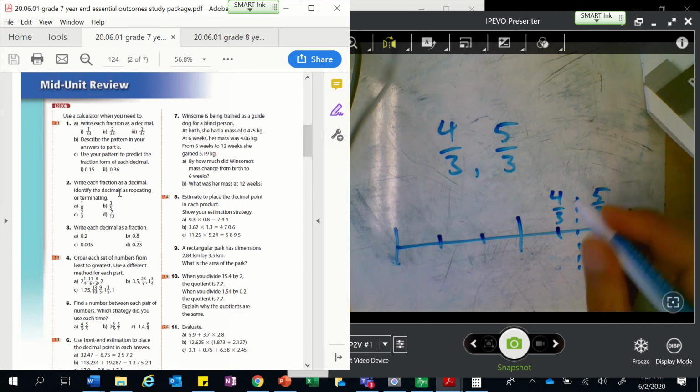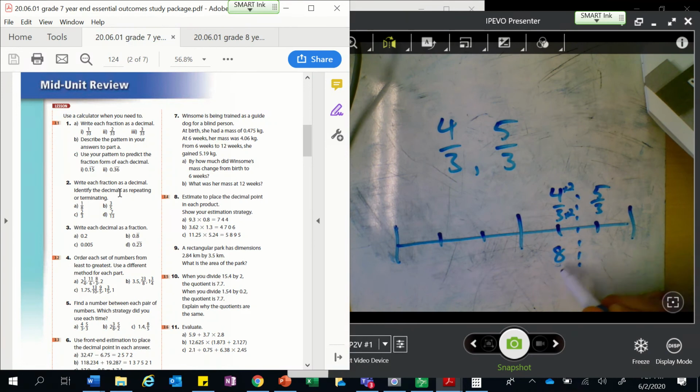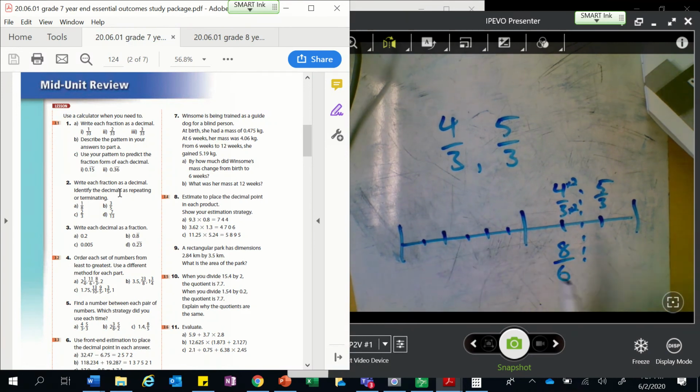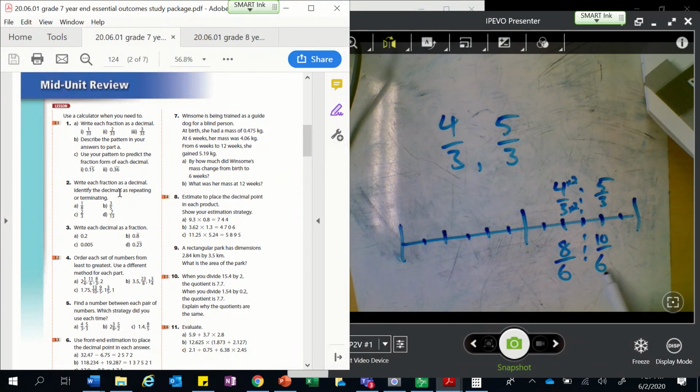Well, I could convert these. I could go times 2 on top and times 2 on the bottom, and that would get me 8 over 6 and 10 over 6. Sure enough, if I did sixths like this, that would be 1, 2, 3, 4, 5, 6, 7, 8 sixths, or 10 sixths. Now it's easy to find a number in the middle of those. That would be 9 sixths.